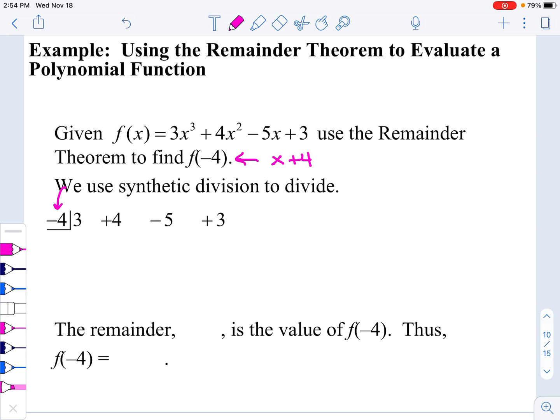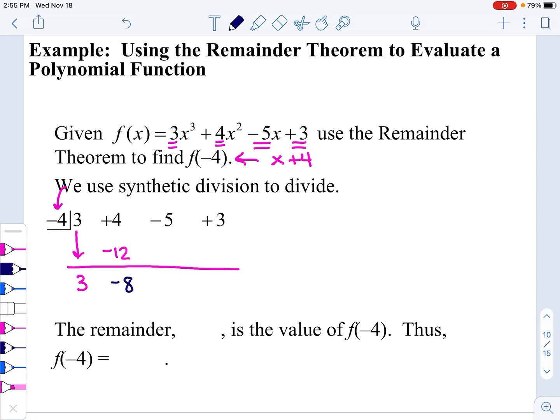So if we were to take our function, we have our 3x to the third, our 4x to the second, our minus 5x, and our positive 3. That's where our numbers 3, positive 4, minus 5, and plus 3 come in. So we'll go about doing our synthetic division. We take that first number and drop it down. 3 multiplies with negative 4 to give us a negative 12. When I add a positive 4 with a negative 12, that leaves us with a negative 8.